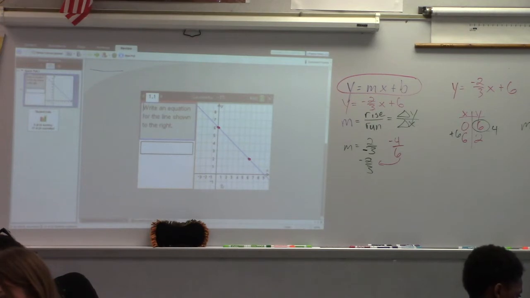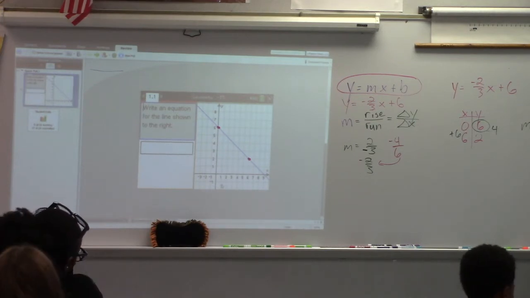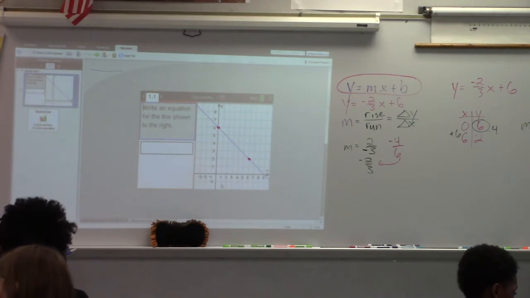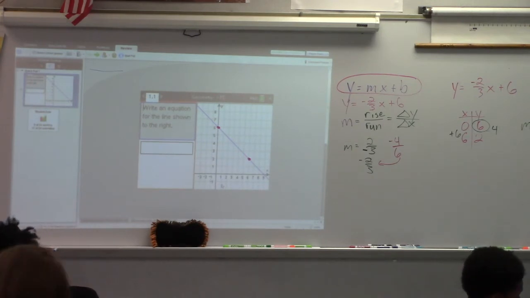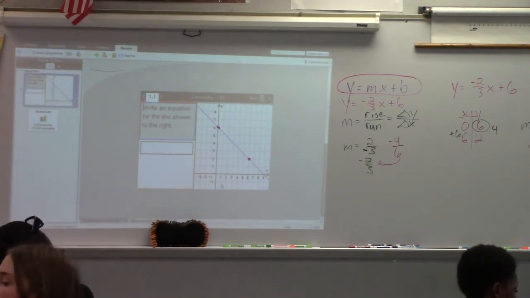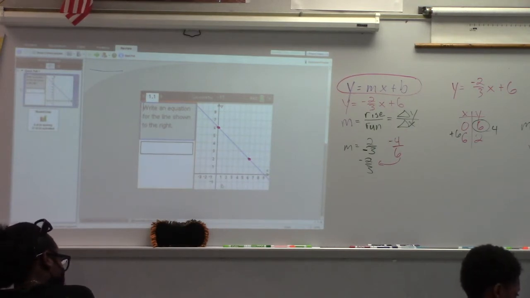Notice the table is actually easier than a graph because you have less work to do in actually creating it. They both give us the same equation though, don't they? y equals slope of negative 2/3 x plus the y-intercept of 6. Okay? And so I just want you to notice, we need to know how to write the equation of a line, and we need to be aware of those different representations.